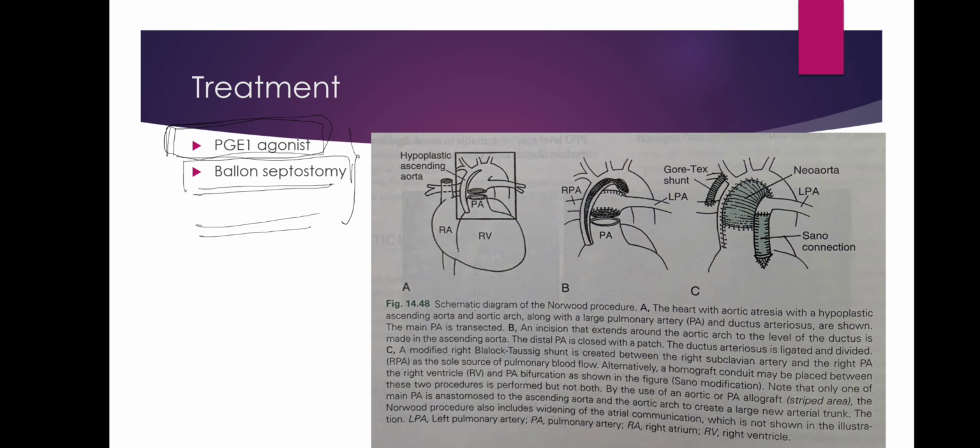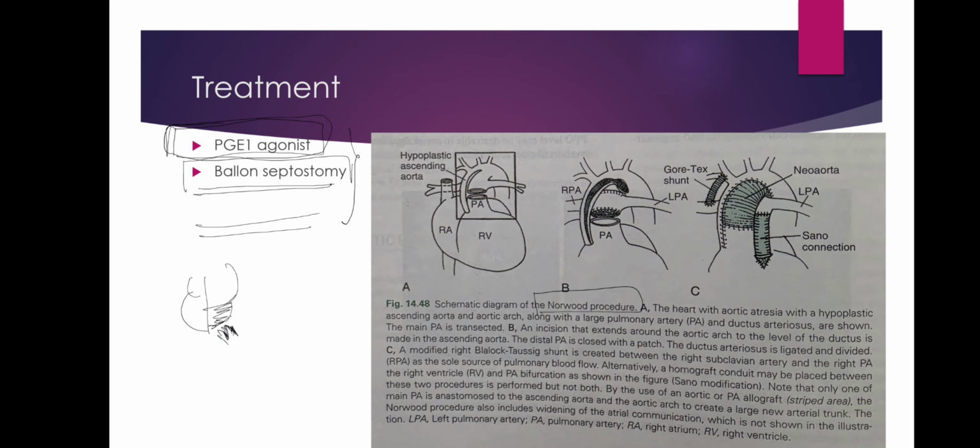After that, we go for the surgery. The surgery is the Norwood operation, the Norwood procedure. What is the Norwood procedure? As there is hypoplasia of the left heart, there is no functional left heart. So the aorta is also hypoplastic.